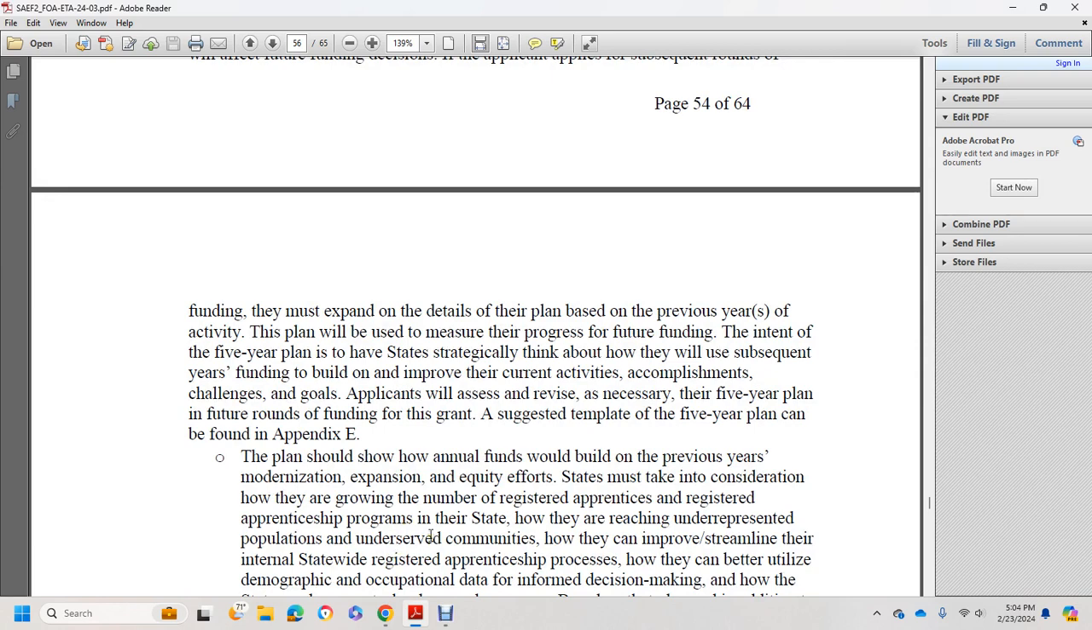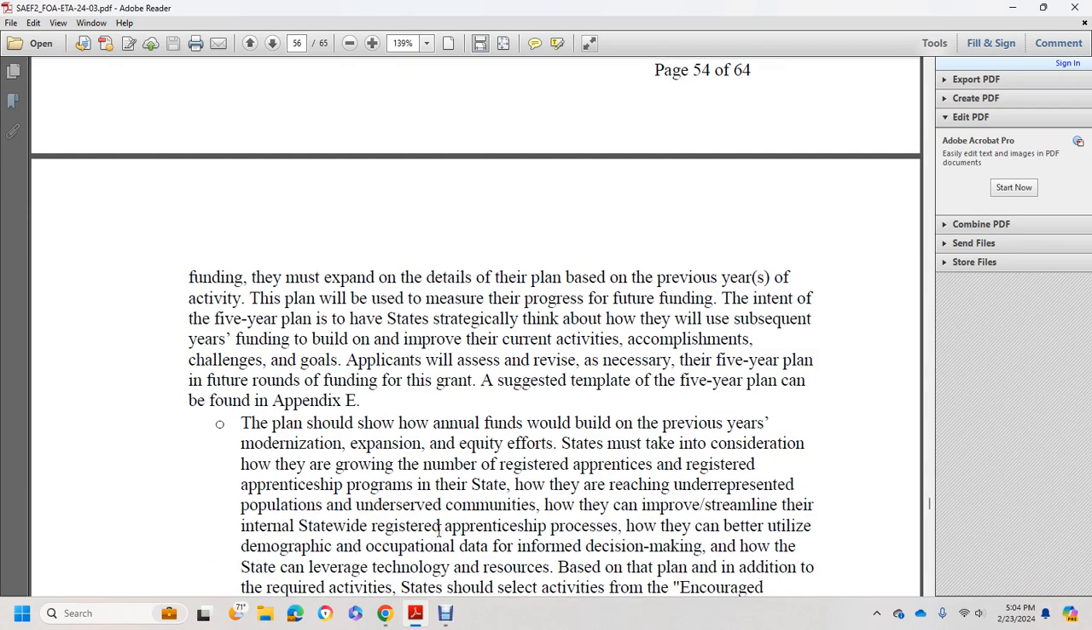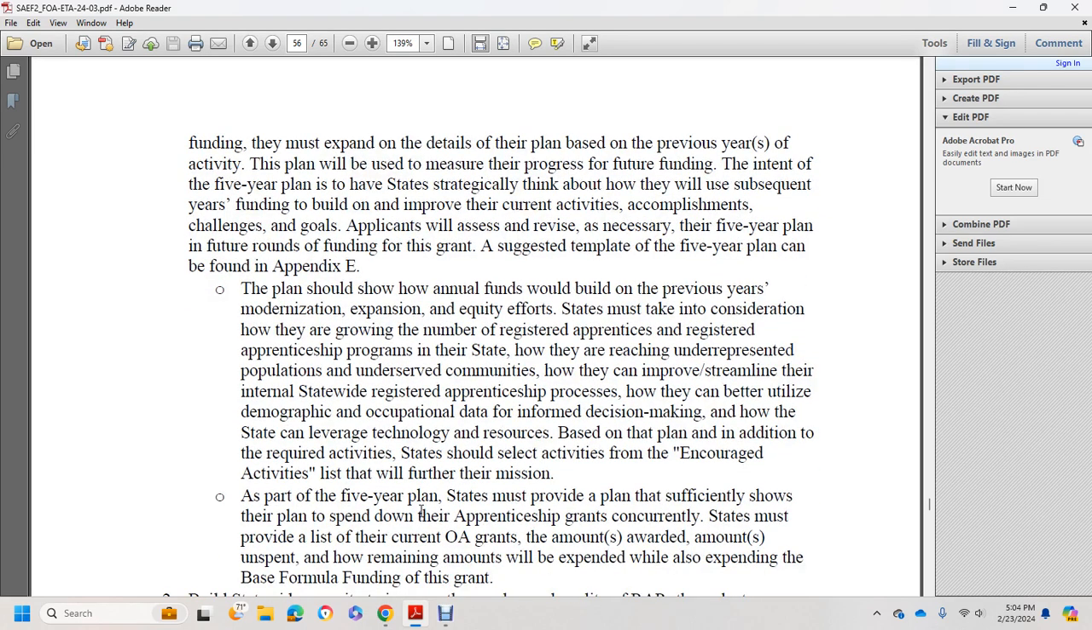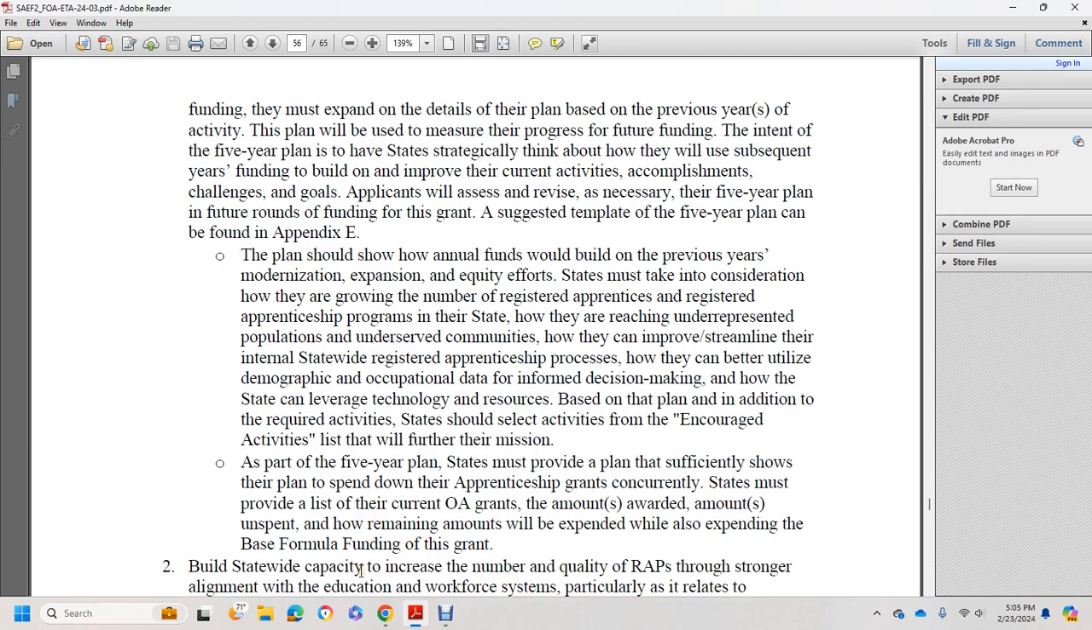the growing number of registered apprenticeship programs in their state, reaching underrepresented and unserved populations, the quality of community engagement, and how they have improved and streamlined their internal statewide registered apprenticeship processes so that they better utilize demographic and occupational data to inform decisions, and how the state will leverage technology. Based on the plan with additional recorded activity, states should select the activities and encouraged activities listed as further mentioned as part of the 5-year plan. It should provide a vision and show a plan that spends down the apprenticeship grant. Concurrently, the state must provide a list of current Office of Apprenticeship grants, amounts awarded, and amounts unspent, and how the remaining amounts will be expended along with the base formula funding of this grant.